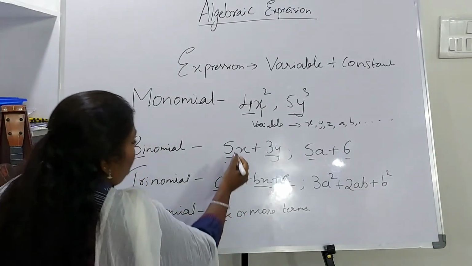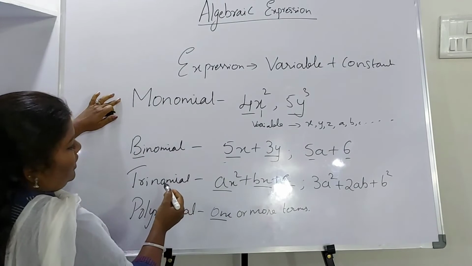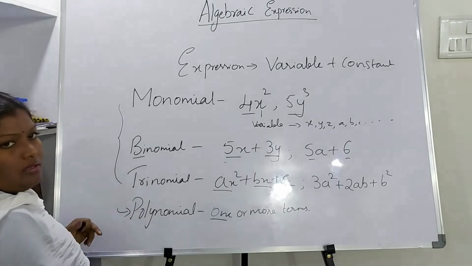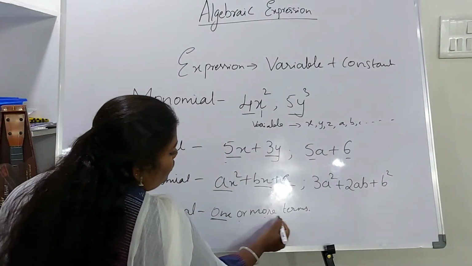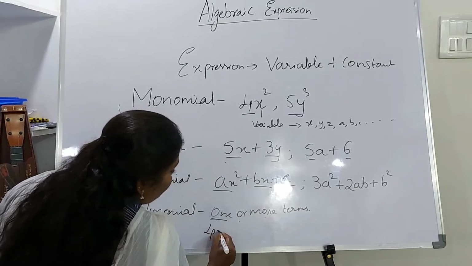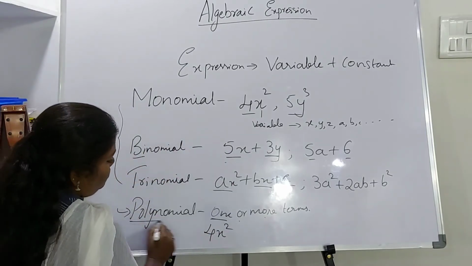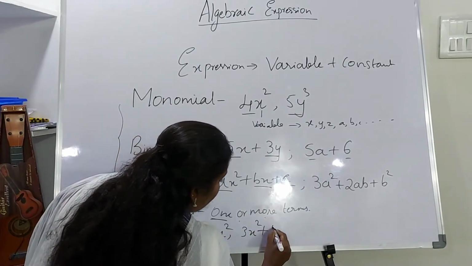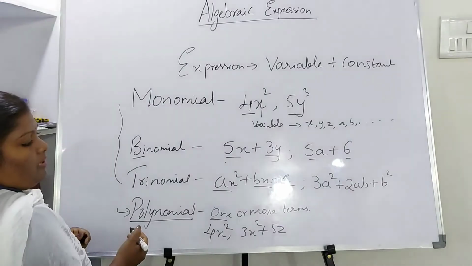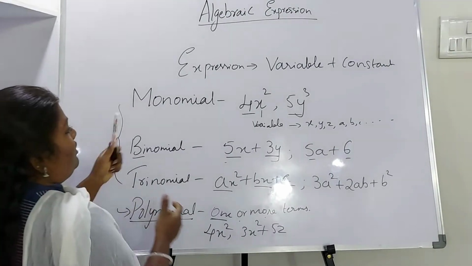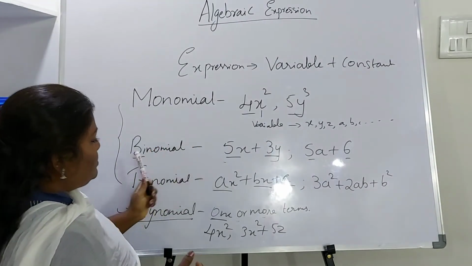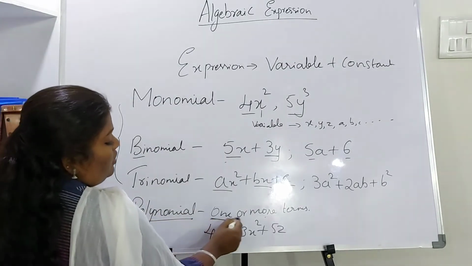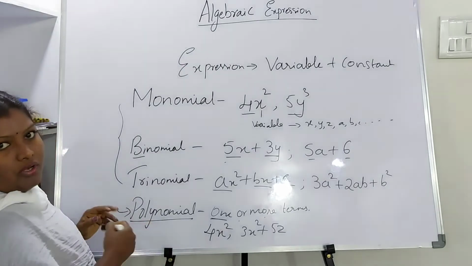So here one or more terms. So monomial, binomial, trinomial also come under polynomial. So it can be one or more terms. So it's a general name for the expression. So polynomial, 4x square is a polynomial, 3x square plus 5z is a polynomial. Specifically, if we have only one term, monomial, two terms, binomial, three terms, trinomial. So general name of this is one or more terms. If you have, it is called polynomial.